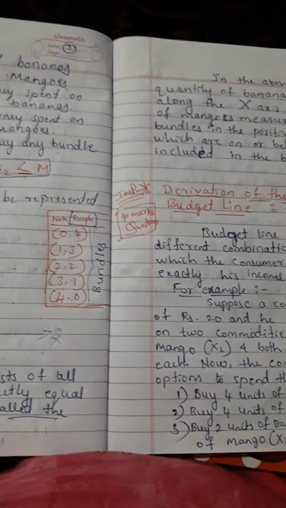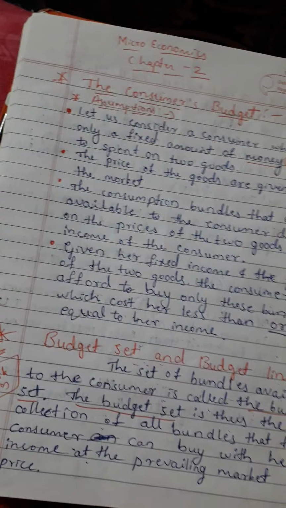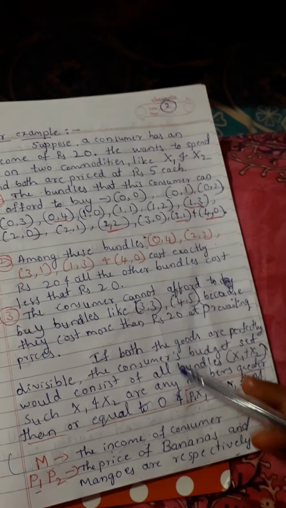And this one is the 4 marks question of the budget set. Only this one is the budget set. Examples and the formula are important.